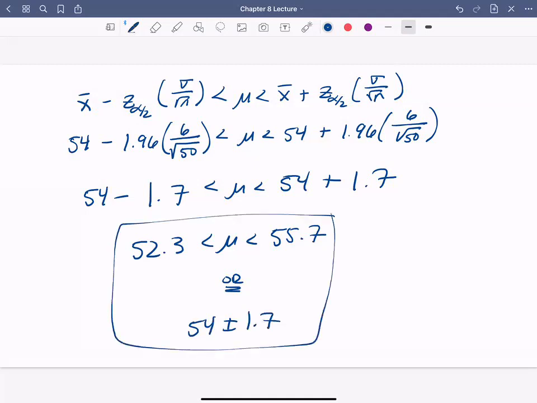But what does it mean? So it says we're 95% confident that the car will sit on the lot on average between 52.3 days and 55.7 days. Even though I know it's hard to think of how you have 52.3 days and 55.7, there are hours in the day and you could divide that. So this completely makes sense.